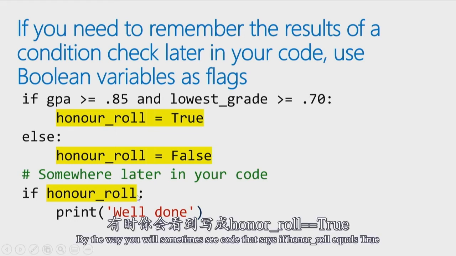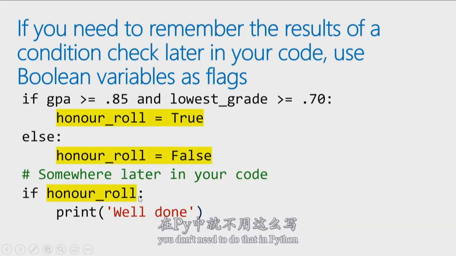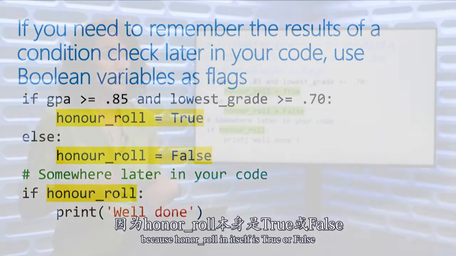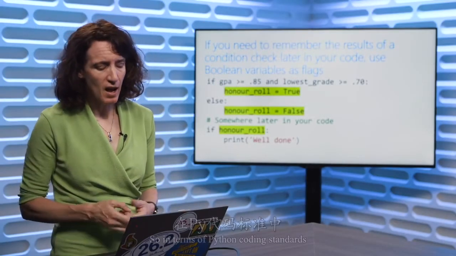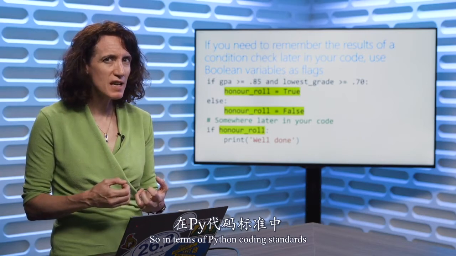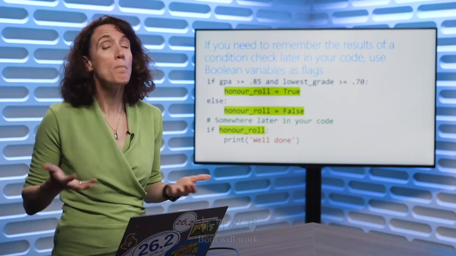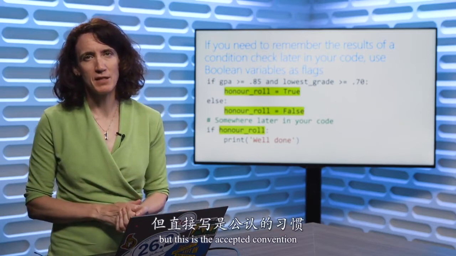By the way, you will sometimes see code that says if honor roll equals true. You don't need to do that in Python. It's actually frowned upon. You should just be saying if honor roll, because honor roll in itself is true or false. So in terms of Python coding standards, you want to just say if honor roll, not if honor roll equals true. Both will work, but this is the accepted convention.